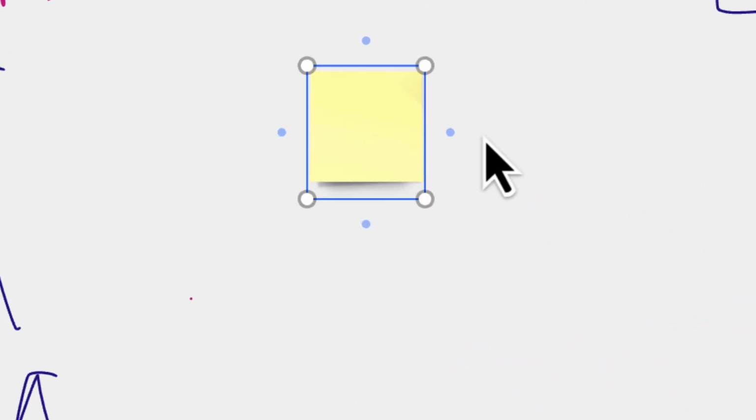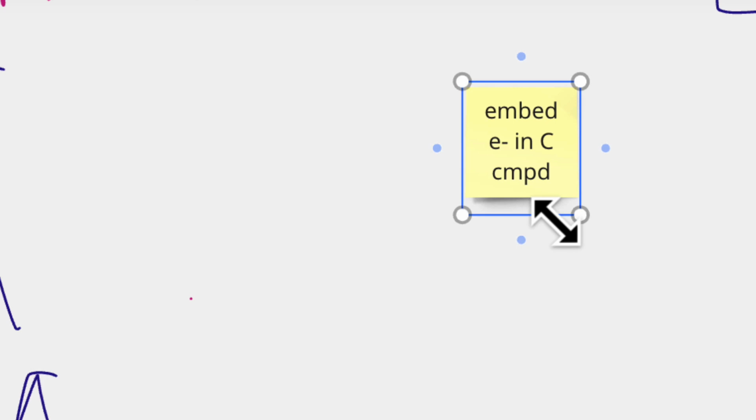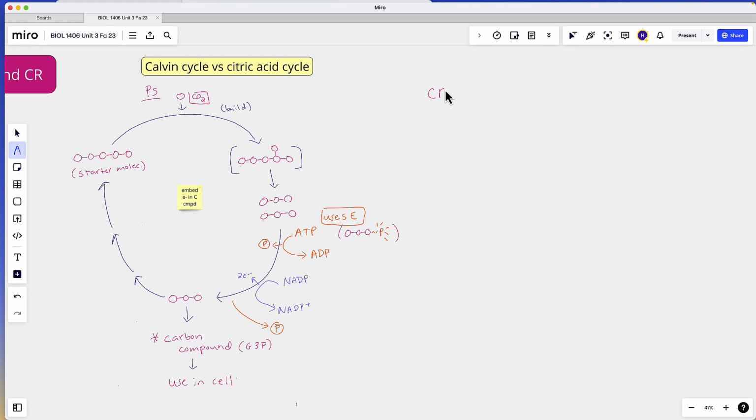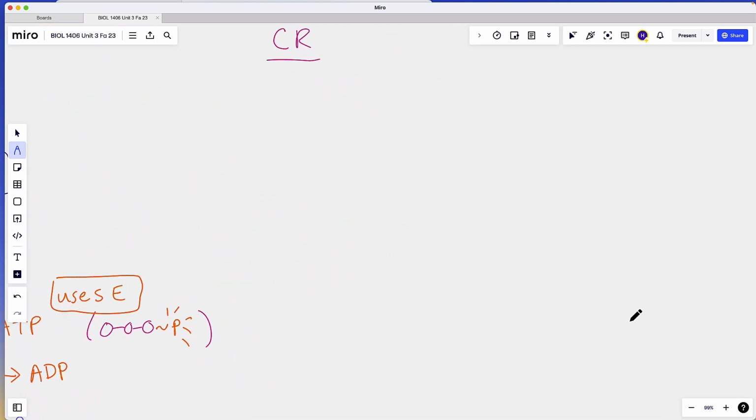So if I had to describe what's happening here, the overall goal is that we are embedding electrons in a carbon compound, organic molecule, making that high energy molecule. Let's compare that to the cellular respiration cycle, the citric acid cycle. It also starts with a starter molecule. In this case, it's a 4-carbon compound called oxaloacetate, but we'll just think of it as our starter molecule.